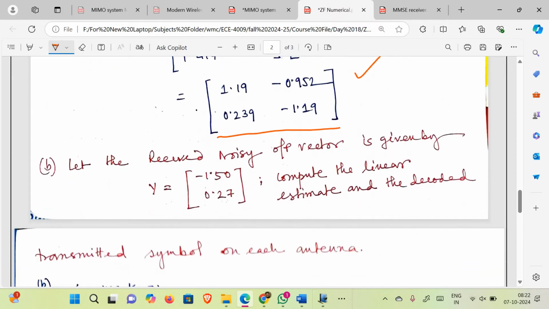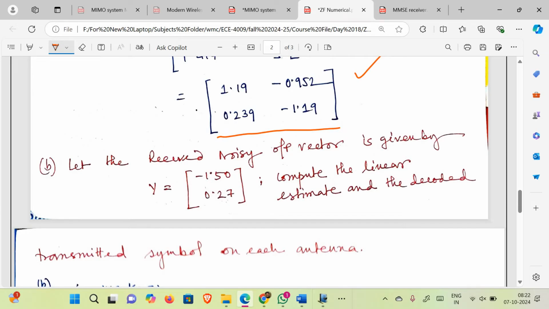Now the second question is, let the receive vector that we are receiving be y equals -1.5 and 0.27. You should understand this very clearly and quickly, because this is the main reason why we are doing this process. So we have found an optimal zero forcing receiver. Now we have received some y, some outcome. We have to decode the transmitted symbol. What is the transmitted symbol? Provided that we are using BPSK modulation at each of the transmit antennas.